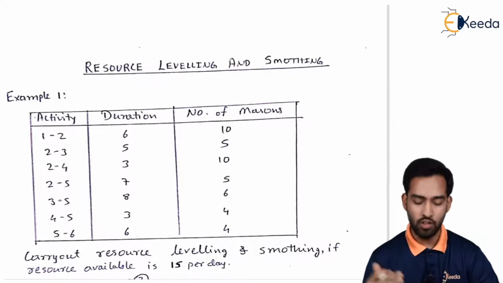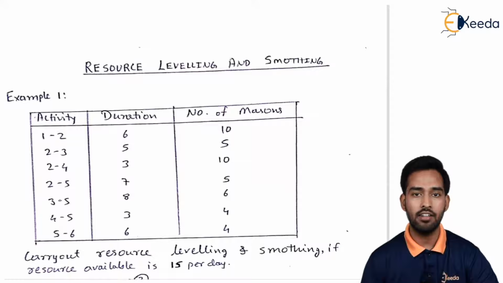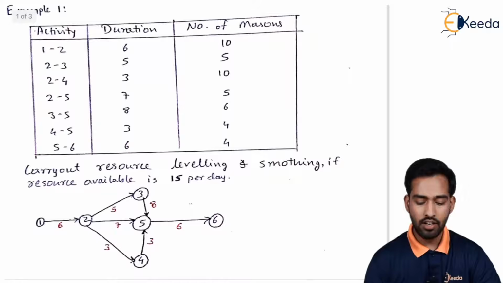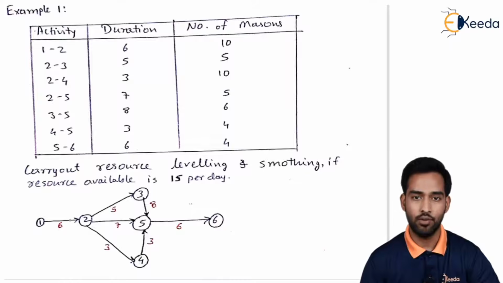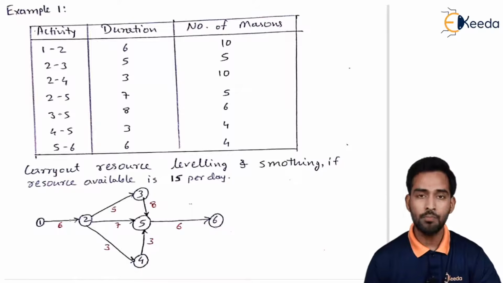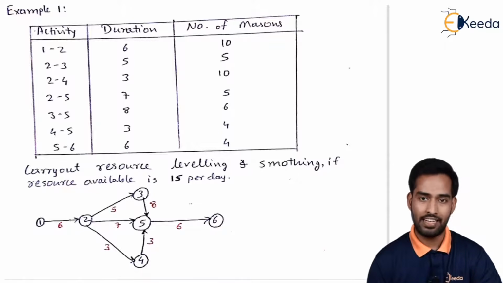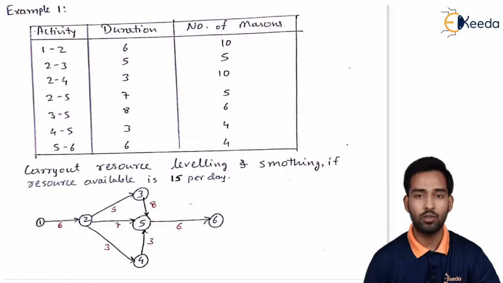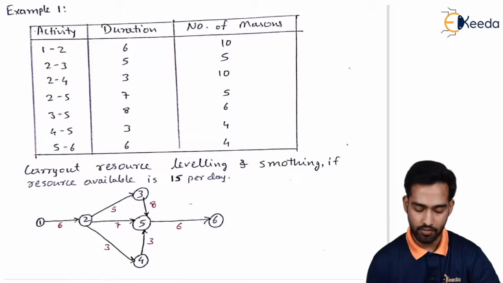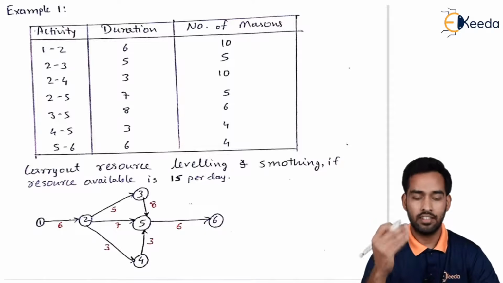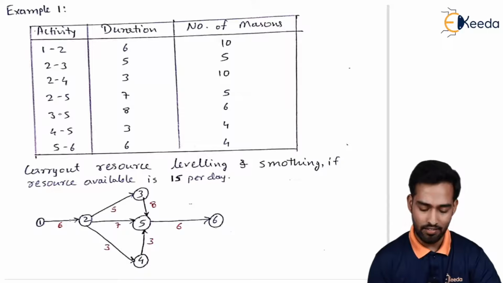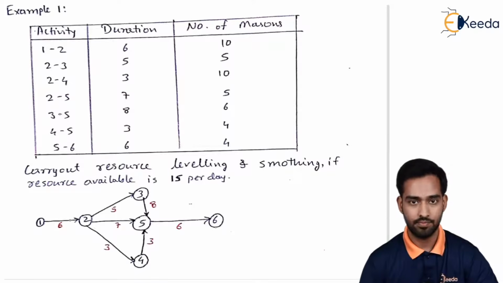Now before moving on to the leveling and smoothing part, first of all we have to draw a network. So over here, as you can see, I have drawn a network using the given activities and their duration. So activity 1-2. From 2 we are having 3 activities: 2-3, 2-4 and 2-5. And last is activity 5-6. Accordingly, we are giving its duration like 6, 5, 3, 7, 8, 3 and 6.